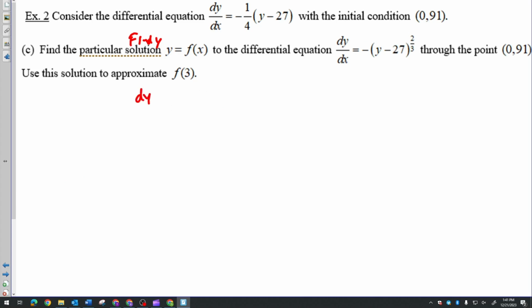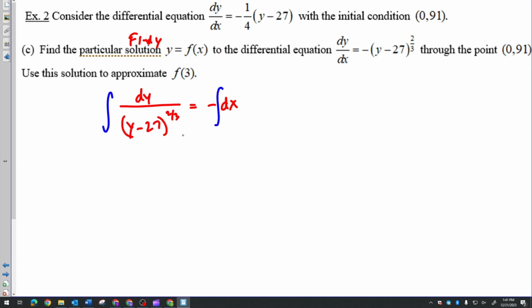The first thing I'm going to do is divide by (y minus 27) raised to the 2/3, and over here I have negative dx. Now be careful. Of course, I could have moved the negative down here, but that would have made things more complicated for me. Anything that you don't have to move to the left side, don't, because we're eventually going to have to solve for y, and the more things we put on the left side, the more complicated it's going to get. So first you separate, then you integrate.